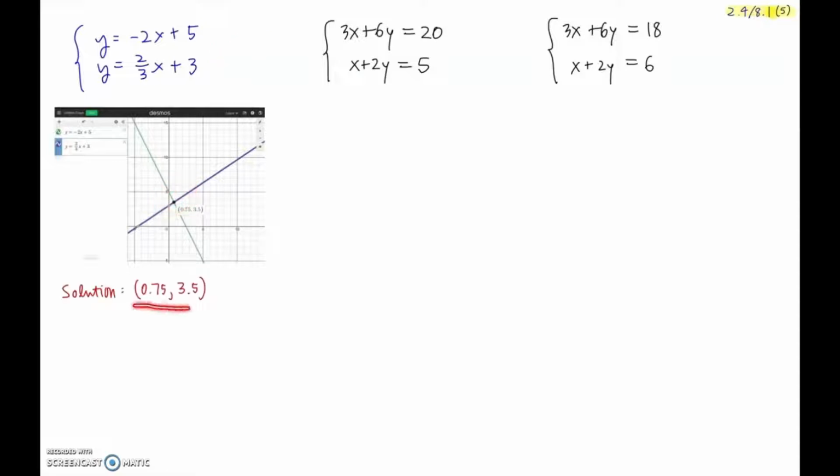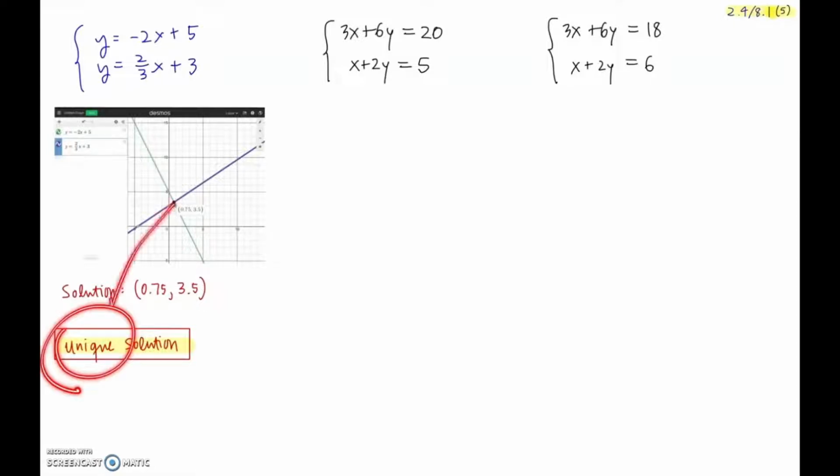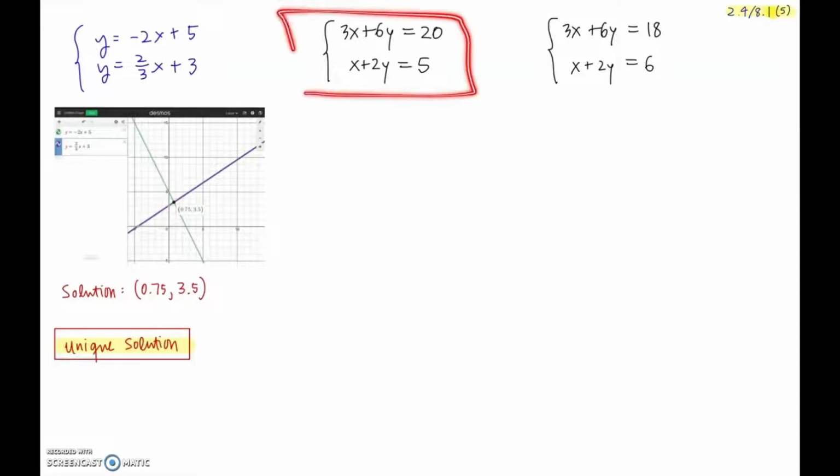So its solution was 0.75, 3.5. It was the one place that both lines intersected. And sometimes you'll see this described as a unique solution. Just that word indicates, hey, there's only one of them. There's just this one point where they intersect. And then this system, do you remember what happened with this system of equations?